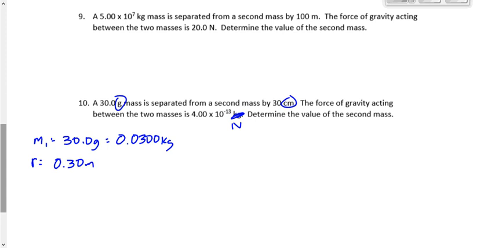Reality is here, the distance from the center to the center, we'd have to add the radius of the mass in. But the number that I'm giving you here, we'll say that includes the radius of the objects, but the radius of the object would be so small that it probably wouldn't matter anyways. We have the force of gravity here is 4.00 times 10 to the negative 13. It should be newtons. And we want to find the value of m2. So here's our equation.